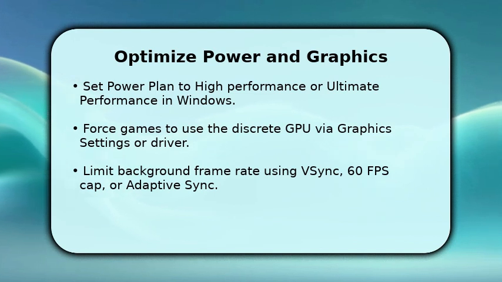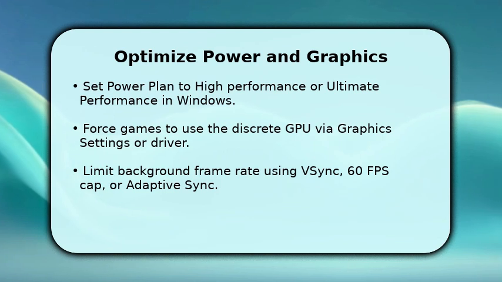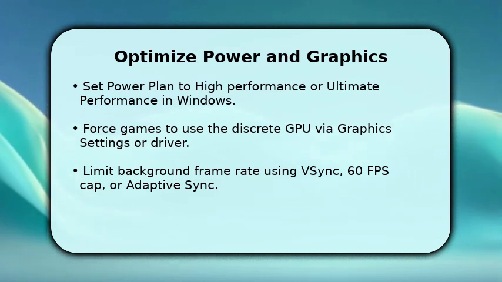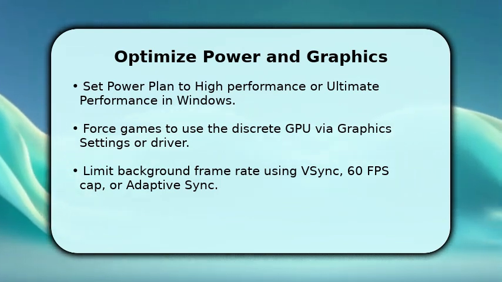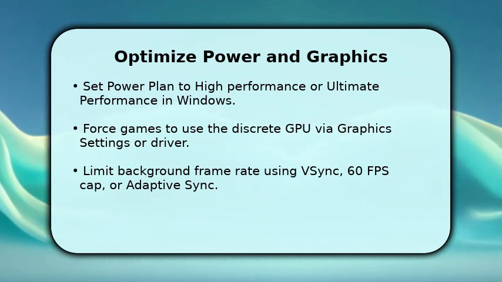Enable V-Sync or set a 60 FPS cap if frame pacing is inconsistent. If you have a 144 Hz monitor, use Adaptive Sync to reduce tearing and smoothing issues.